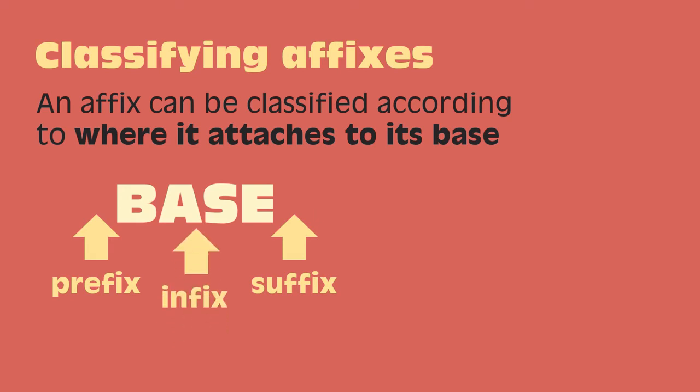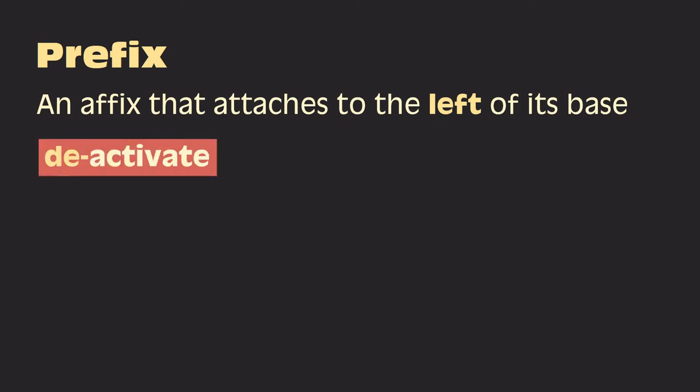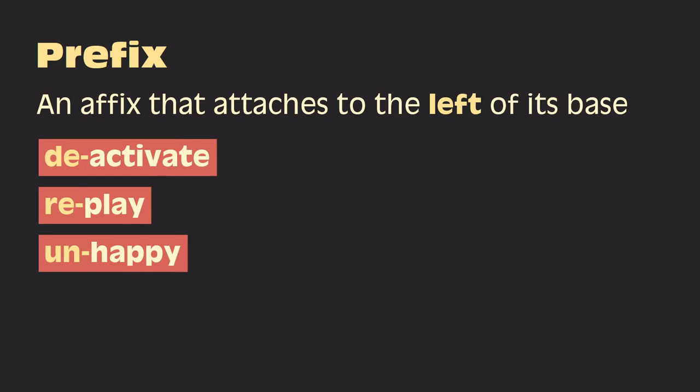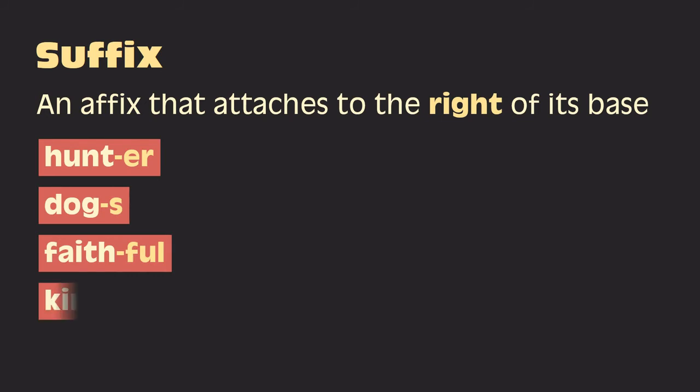A prefix is an affix that attaches to the left of its base. It's pronounced before the base, as in deactivate, replay, unhappy, and inaccurate. De, re, un, and in are prefixes. A suffix is an affix that attaches to the right of its base. It's pronounced after the base, as in hunter, dogs, faithful, and kindness. S, full, and ness are suffixes.